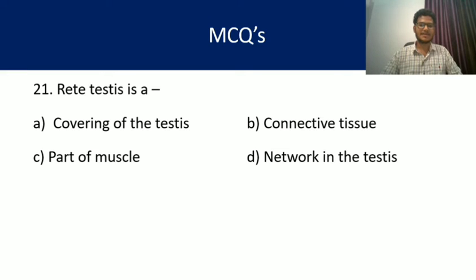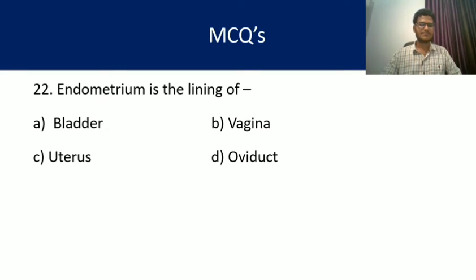Question number 21. Rete testis is a covering of the testis, connective tissue, part of muscle, network in the testis. So the seminiferous tubules unite to form this network in the testis. So rete testis are nothing but the tubules which bring the sperm after its formation in the seminiferous tubule to the epididymis. So these are the rete testis network in the testis. Answer is D.